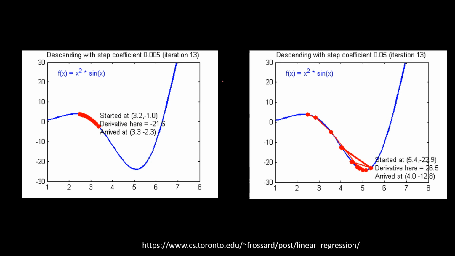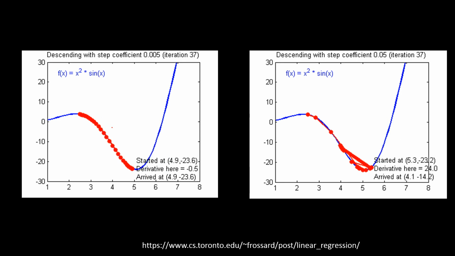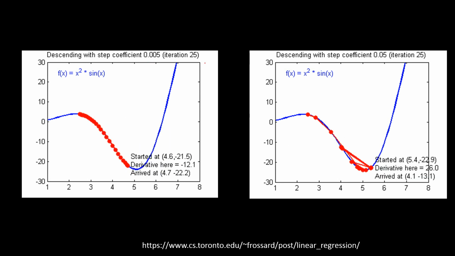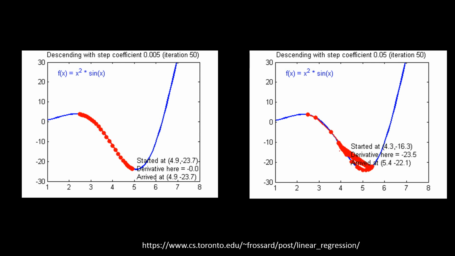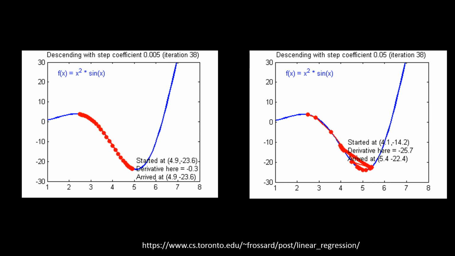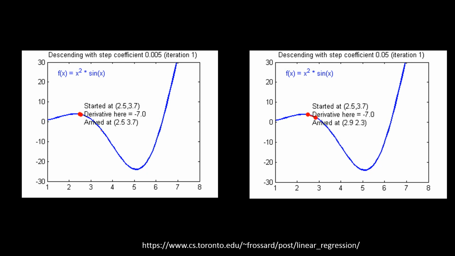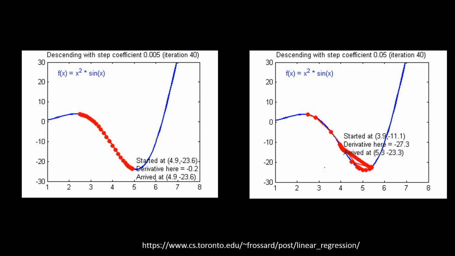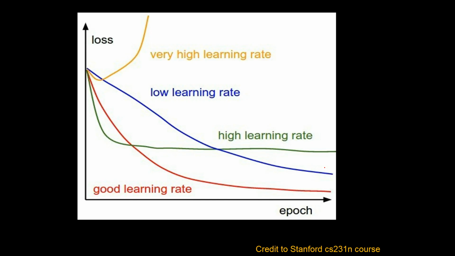This is another animation which shows that, descending with different step coefficients. Here the learning rate is large, it keeps on jittering and never settles down, or takes a long time to settle down, whereas where it moves slowly, it settles down. Here the learning rate is less, and here the learning rate is more. This is one from the Stanford course. You have to choose a learning rate very wisely, because the learning rate plays a very important role in learning. This is a very high learning rate, this is a low learning rate, this is a high learning rate, and this one is the good learning rate.